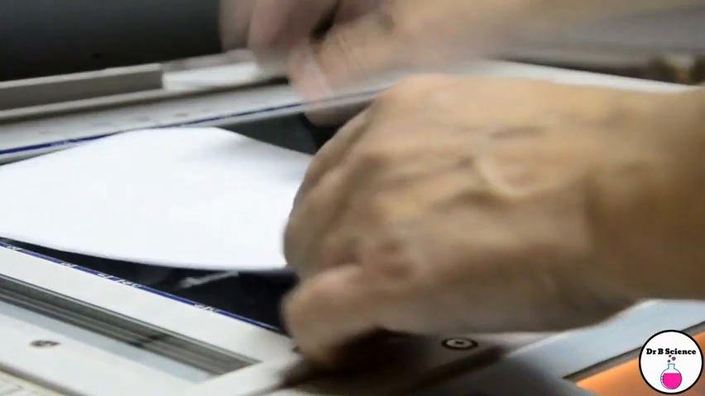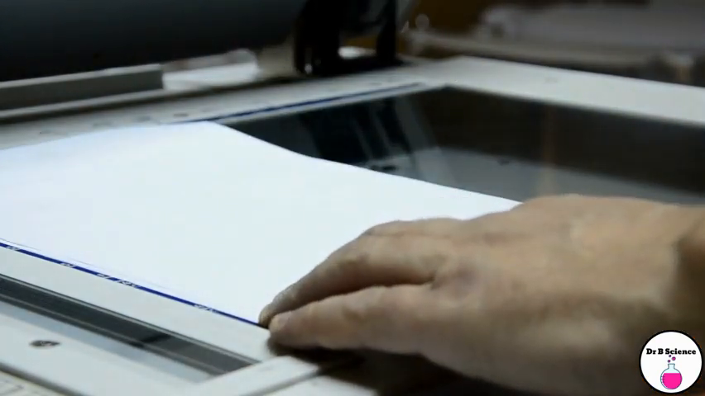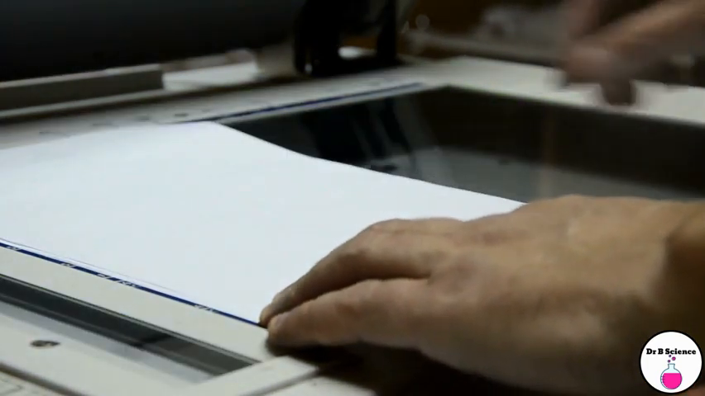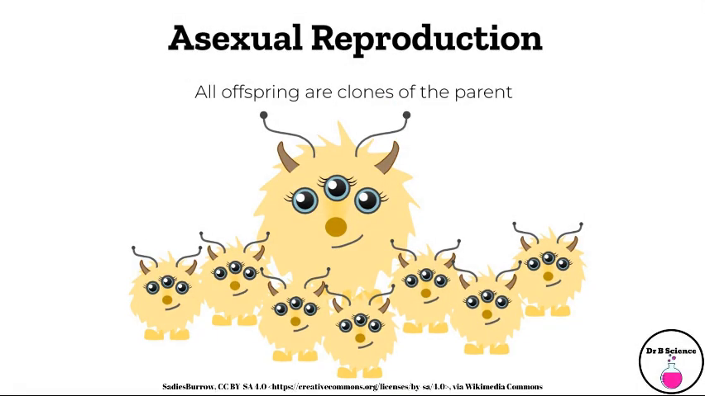Imagine you're making a photocopy of a document. The photocopy will be identical to the original, right? In the same way, in asexual reproduction, the offspring produced are genetically identical to the parent organism because they're basically copies of the parent's DNA. That's why we say asexual reproduction does not lead to genetic variation. There's no mixing or exchanging of genetic material.